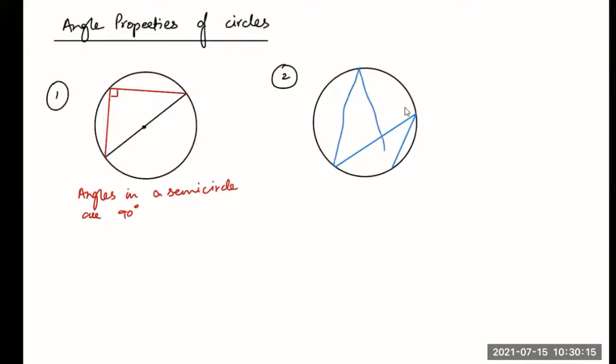This angle and this angle must be equal. How do I see these angles? I say that angles come out of an arc. They come out of an arc and they form on the circumference. If they come out of the same arc, then they must be the same angle. How do you describe these? You call them angles in the same segment.